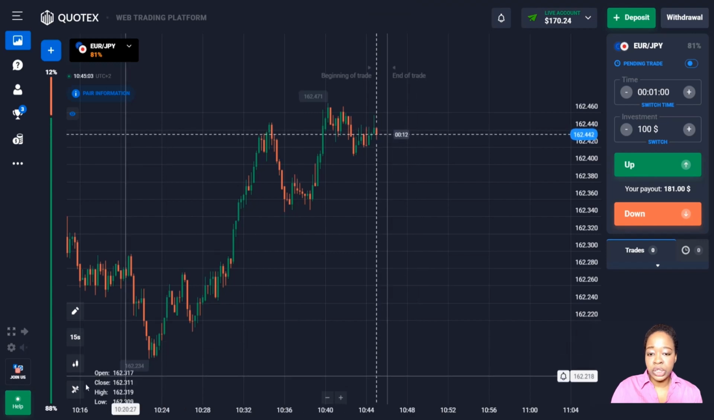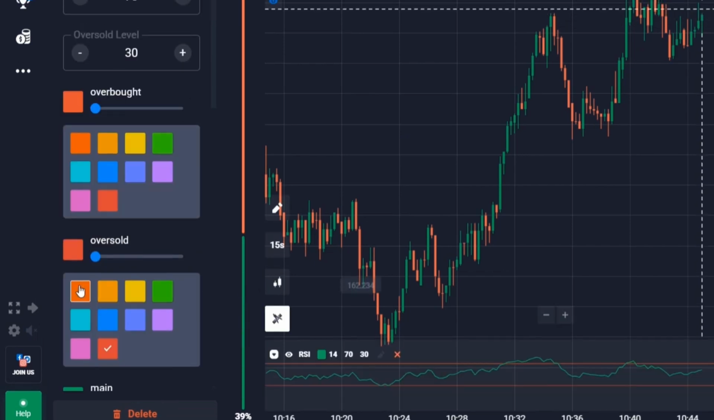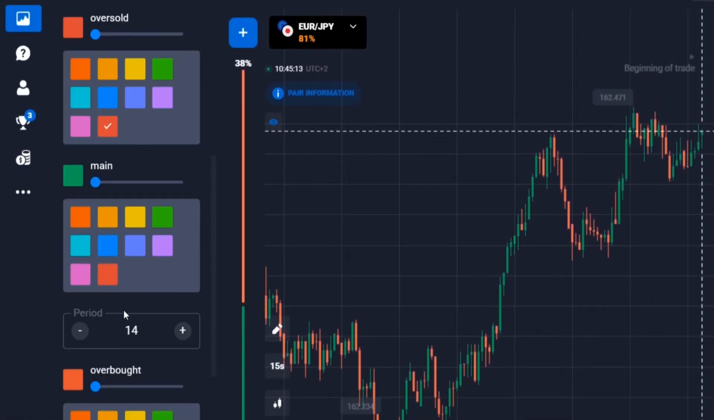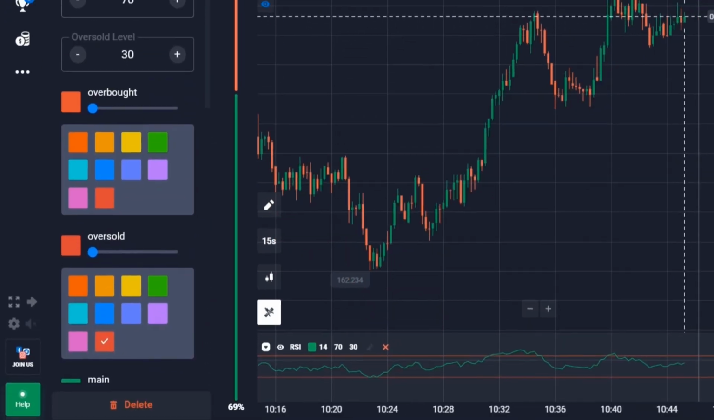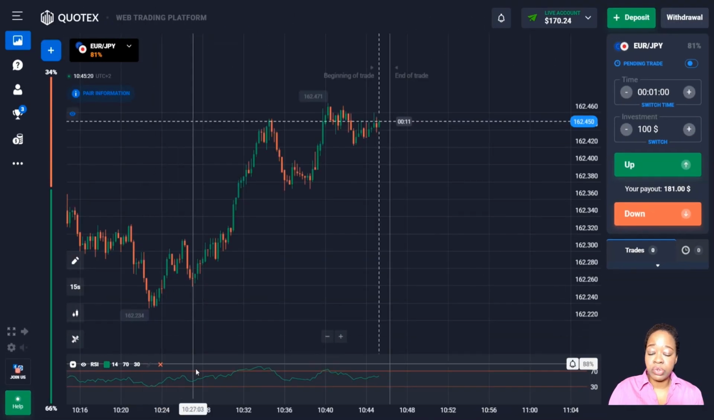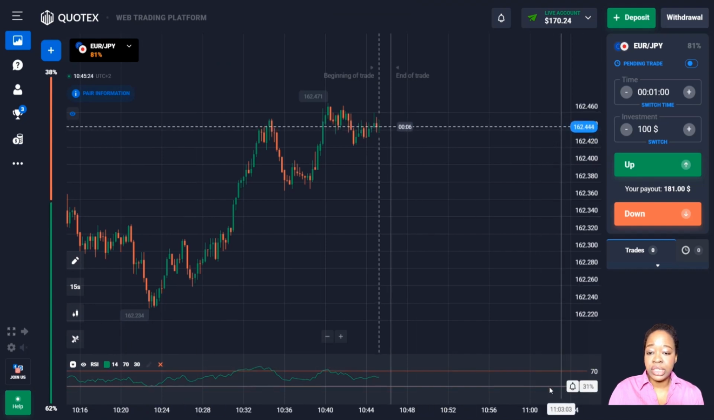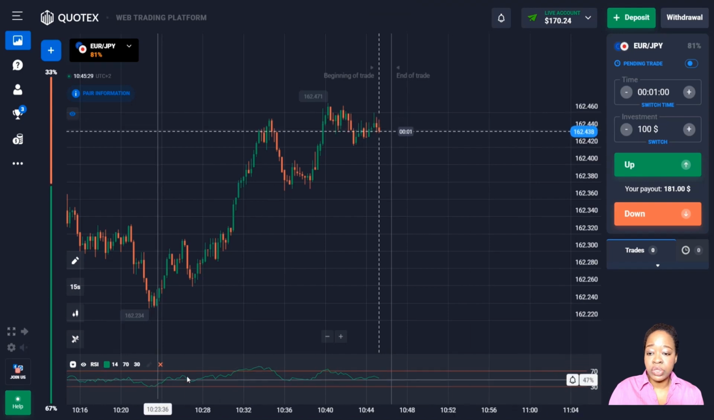To do this, I'm going to click this button and I can see the list of the indicators. Let me click on the RSI, and here you can see that the settings are by default. You don't need to change anything, but if you want, you can change the color. For example, I would like to leave it by default. Here you can see that we have the indicator. It has two horizontal lines, 70 and 30, overbought and oversold zones.